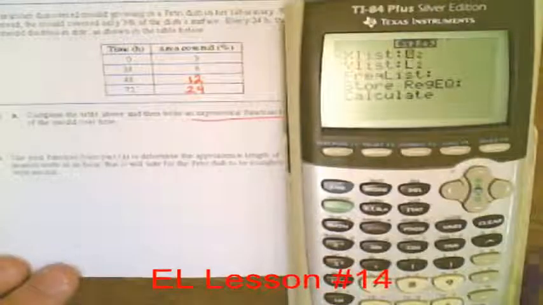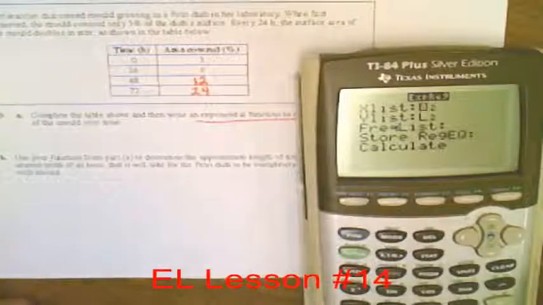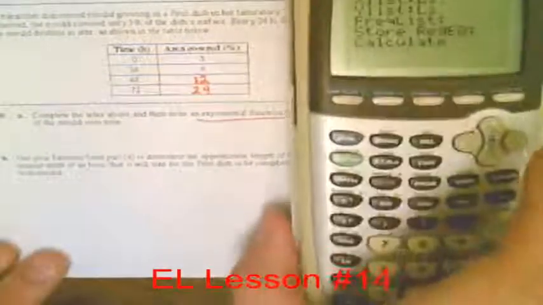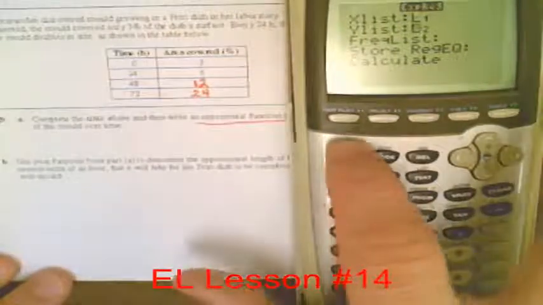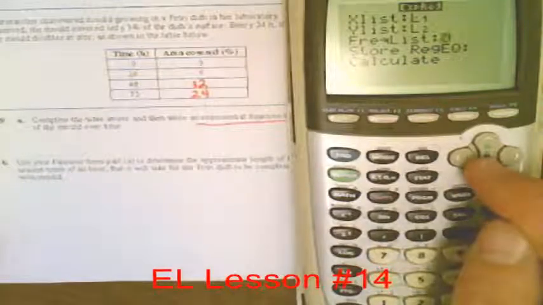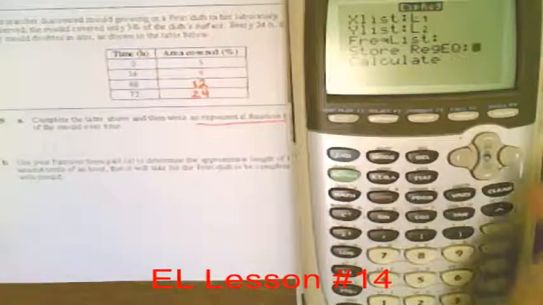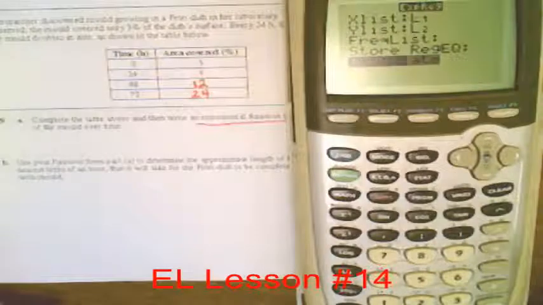Okay, trying to make it show up better on the screen. XBREG option 0. You pull that out and it brings up this menu. Okay. Your X list should be L1. If it isn't, to get L1, you push second and the number 1. And that's where L1 is. The Y list should be L2. If it isn't, second and the number 2.